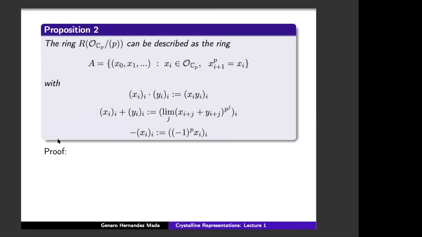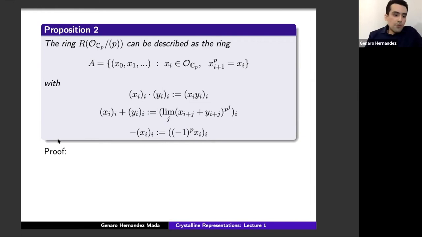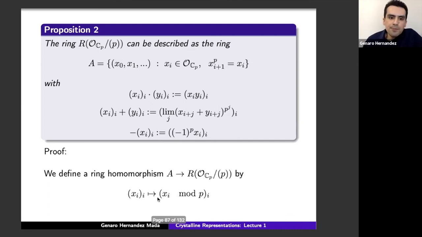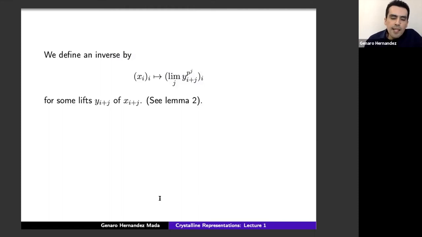Okay, so before the break, we were talking about this proposition that gives me a nice description of this ring in this way. And so what we are going to do is to define an isomorphism between this ring and this ring, okay? With these operations. So from A to this one, it's very simple. It's just like this. So we take just the reduction modulo p in each component. And for the inverse, what we do is this.